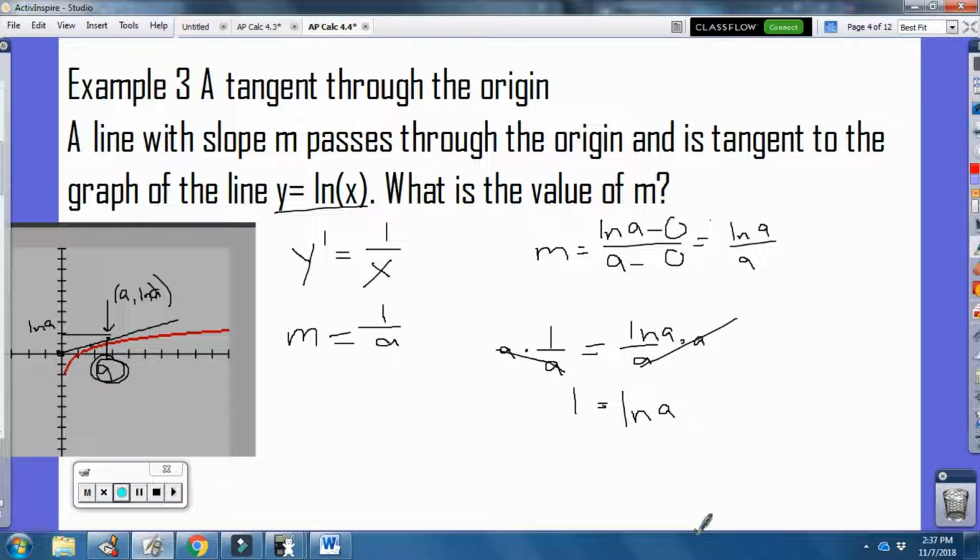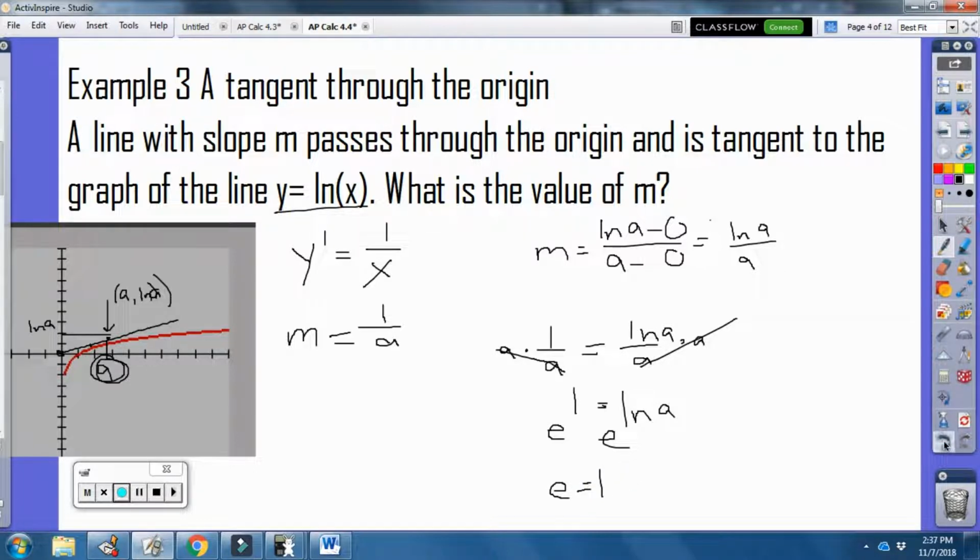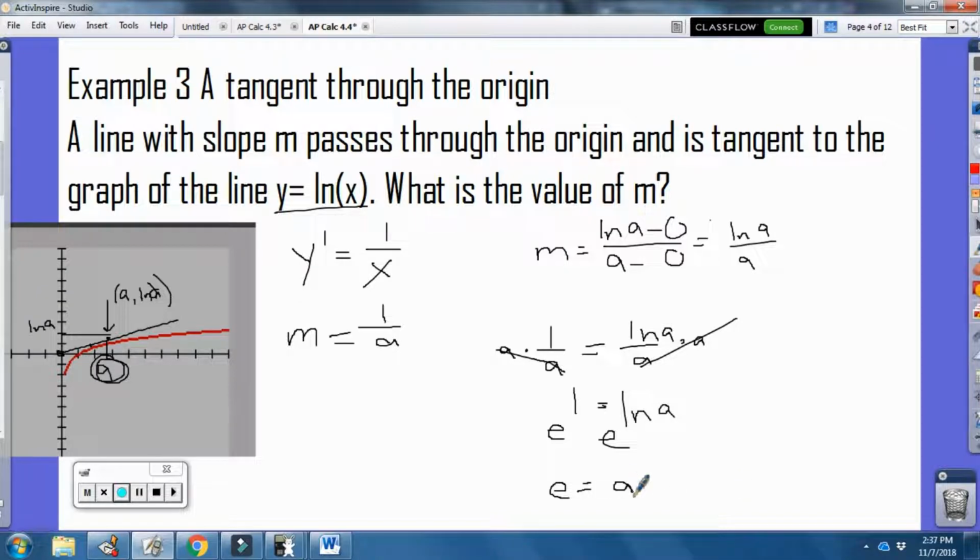Now remember I said we're going to do a little bit of properties of natural log and exponentials. The way you get rid of natural log is e to both sides. e to the first power is just e. So we have a equals e.